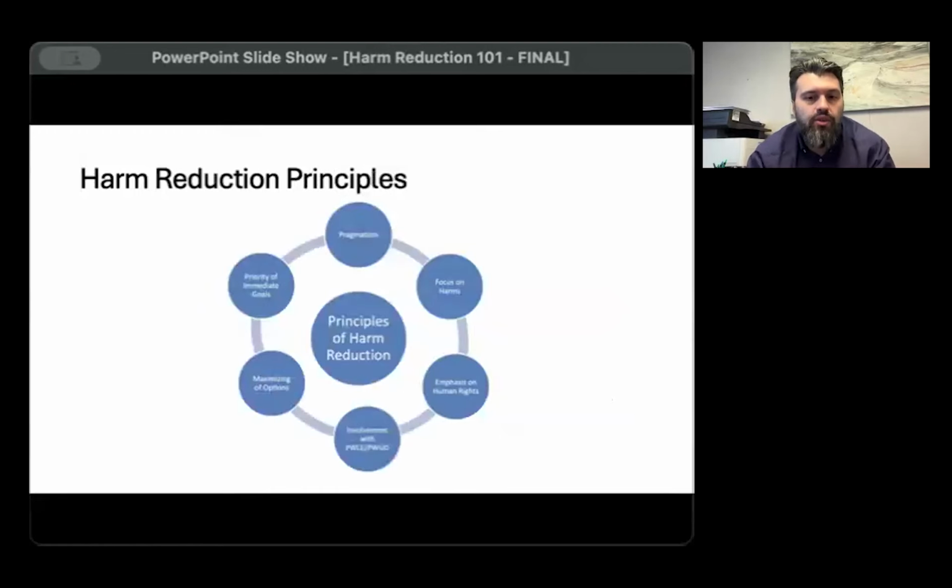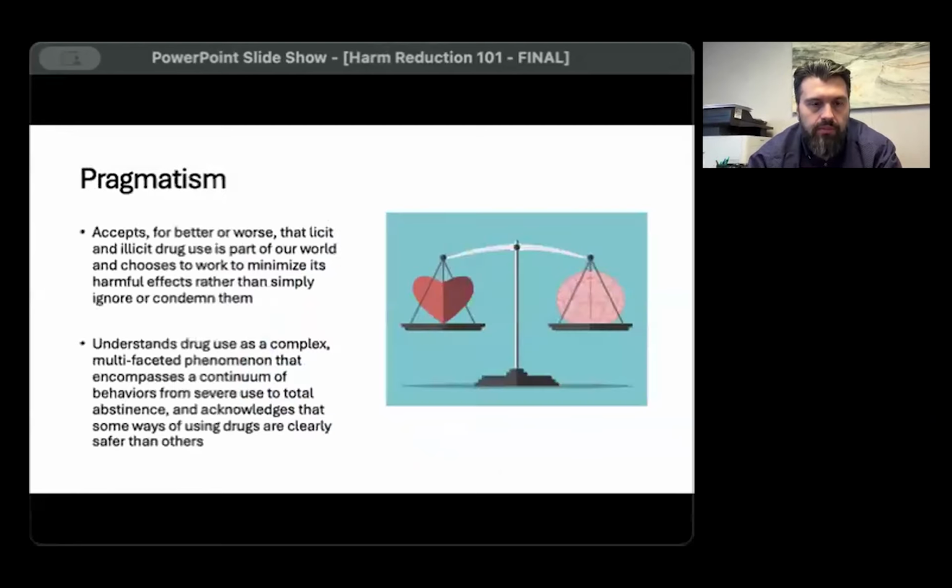There are really 6 core principles from the National Harm Reduction Coalition that also help define what harm reduction is. Those 6 include pragmatism, a focus on harm, emphasis on human rights, involvement of people with lived experience and people who use drugs, maximizing options, and immediate goals. So we're going to go through each one of these things.